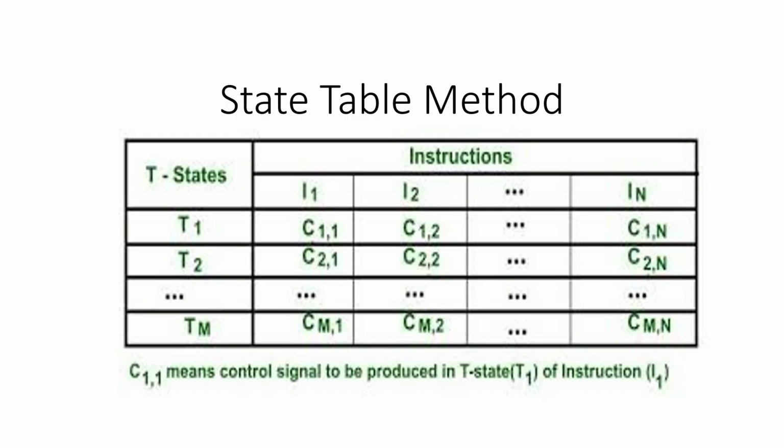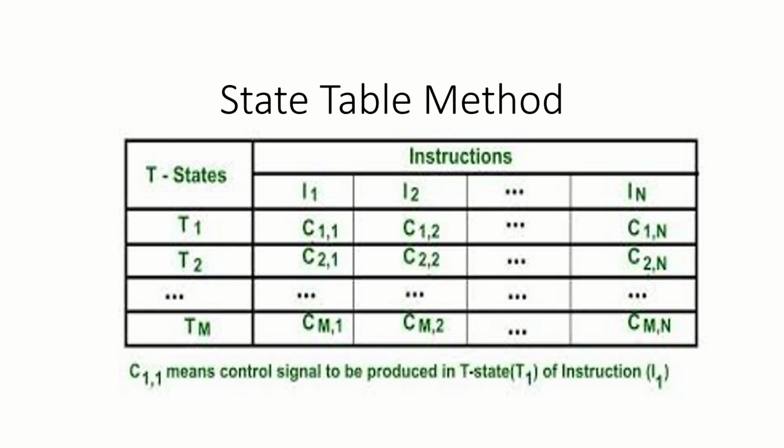Suppose for addition, T1 will fetch the first instruction, T2 decodes the instruction, T3 performs the addition, and T4 stores the result. These operations are written in a state table format. In this table we generate the control signals. So I hope you understand this. Inside this table, where there is C1, we write the operations in the state table format.